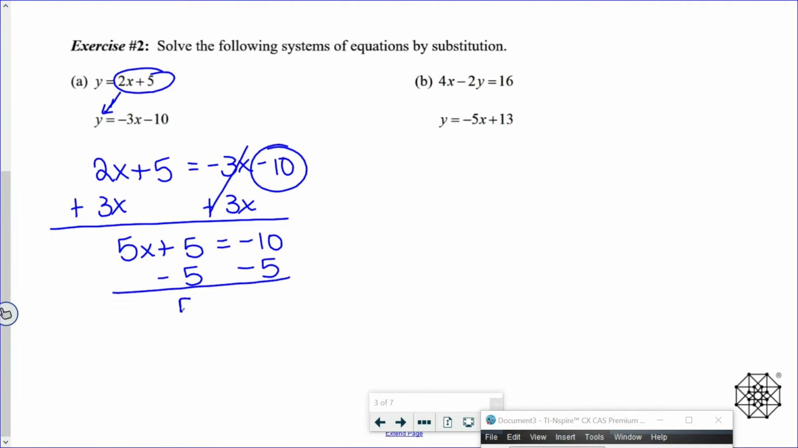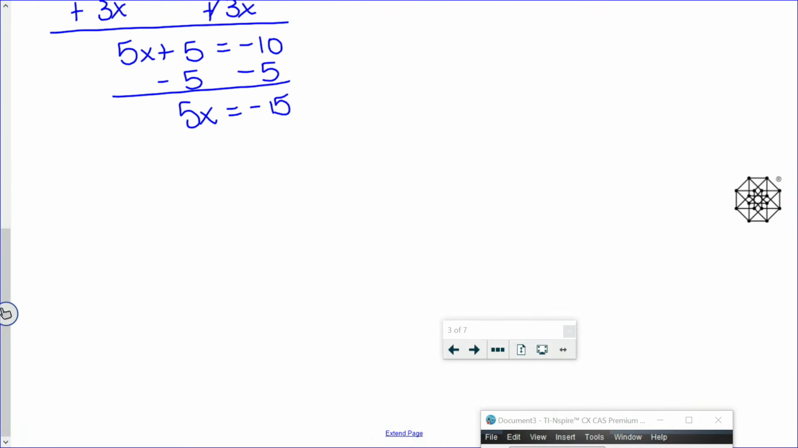Now I'll subtract 5 from both sides. And I'll be left with 5x. Again, be careful here. Negative 10 minus 5 is negative 15. And finally, if I give myself a little bit more room, I can divide both sides by 5, and I can get x equals negative 3.